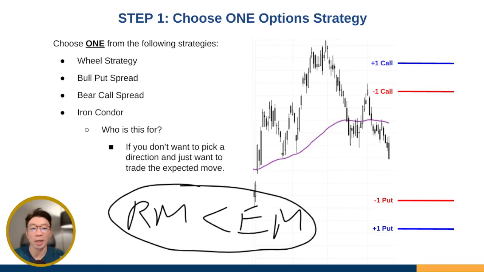So if you're somebody that just wants to trade the expected move, you don't want to bother about seeing whether it's too far up and then you want to short it, or the market has gone too far down and you want to go long, then you go for the iron condor.